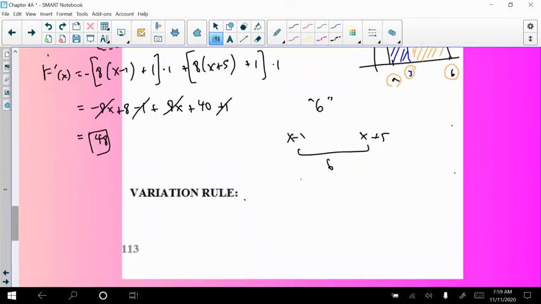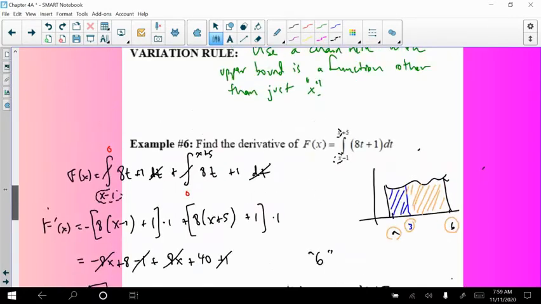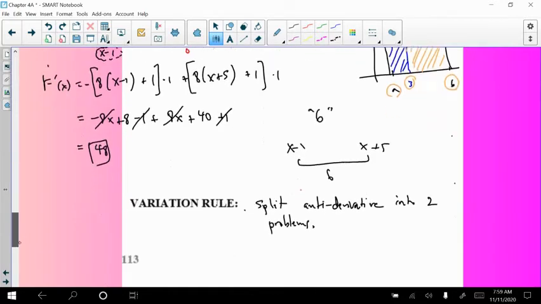Doesn't always work if you're not having linear functions, but certainly, maybe it makes sense intuitively. Variation rule. So split your antiderivative into two separate functions. Split the antiderivative into two problems. And it doesn't really matter what your value is, because whether you pick 0 here or 1 or 2 or 1,000 or 2020, its derivative would be 0. So it doesn't really, like I said, matter.